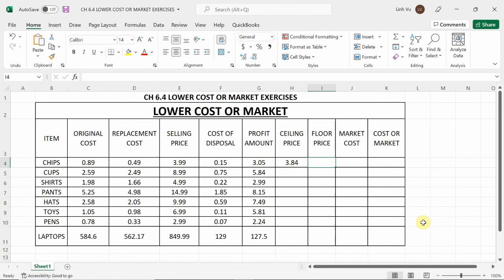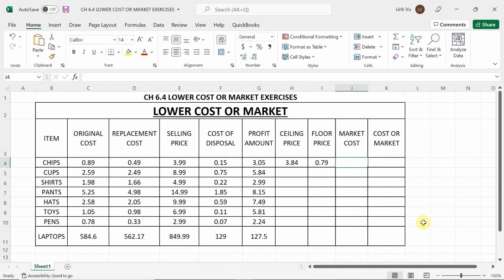All right, so then the floor price. How do I calculate the floor price? Ceiling price minus profit amount. So $3.84 minus $3.05. It's 79 cents, right? Because you got 84 minus 5.